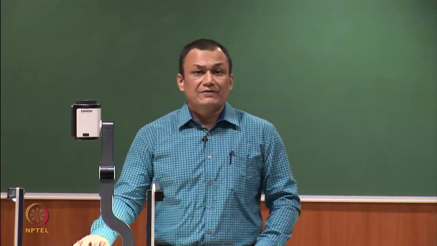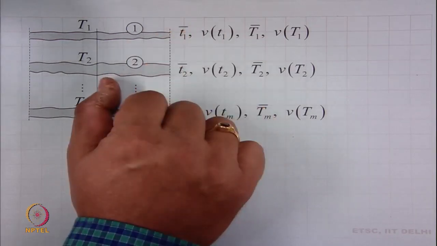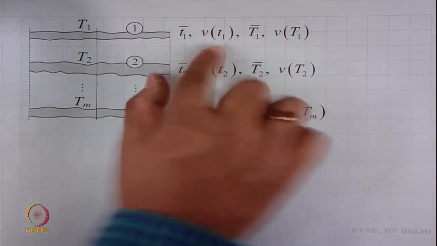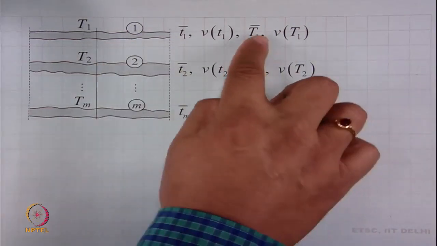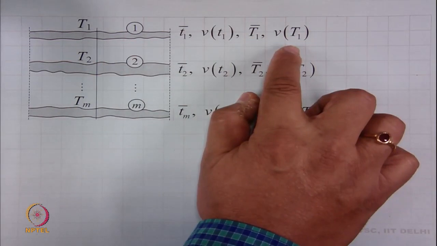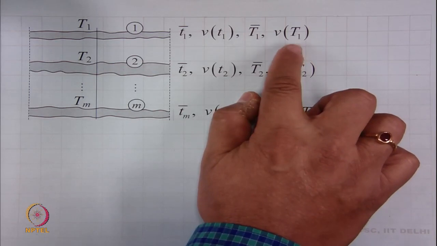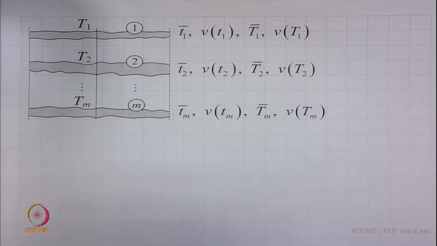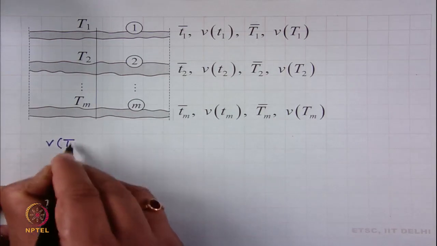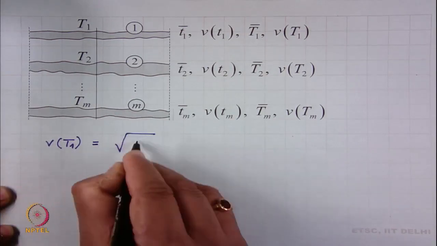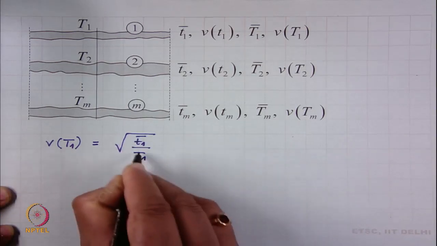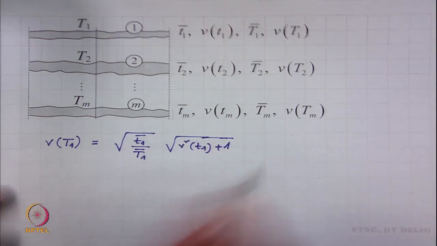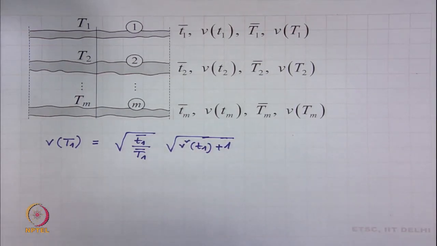Sliver 1 has a mean fiber fineness t1 bar, coefficient of variation of fiber fineness V t1, mean sliver fineness capital T1 bar and coefficient of variation of sliver fineness V T1. V T1 can be obtained by using Martindale's model. V T1 is equal to T1 bar by this, V square t1 plus 1.